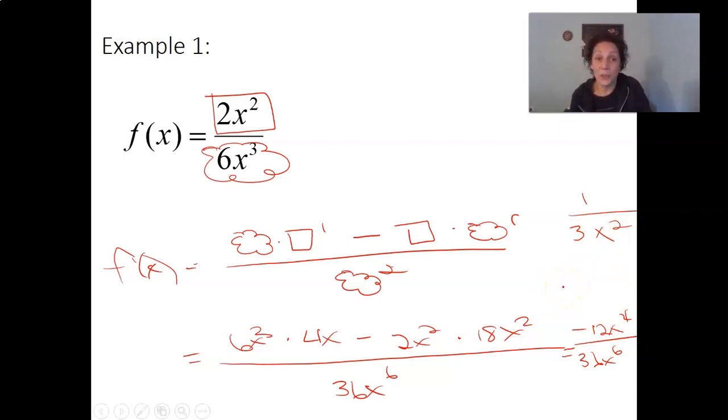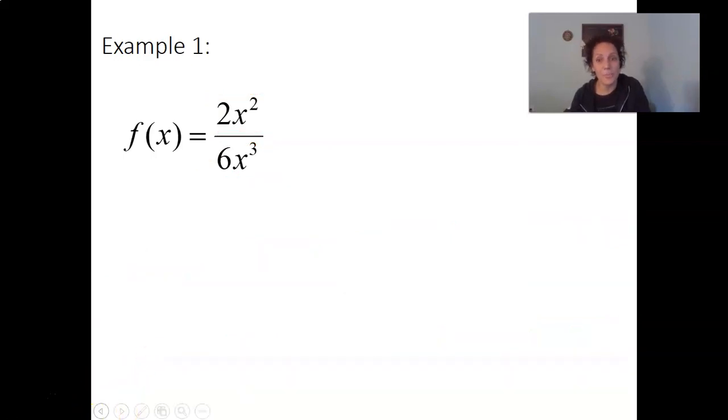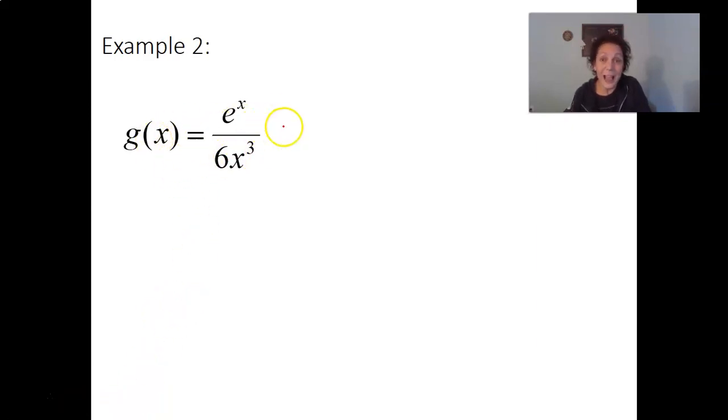Now, I will say a lot of people avoid the quotient rule when they can, because the quotient rule is a lot. So a lot of times people will take a quotient rule and rewrite it as a product rule because they don't want to do the quotient rule. And that's fine. So for example, here, I could avoid the quotient rule by rewriting this as e to the x times 1/6 x to the negative 3rd.